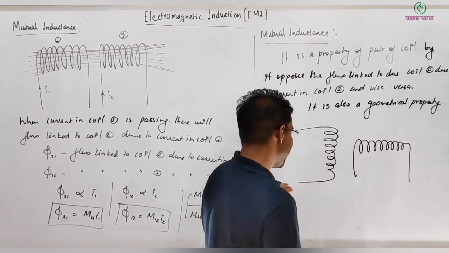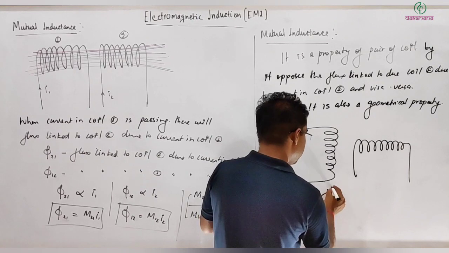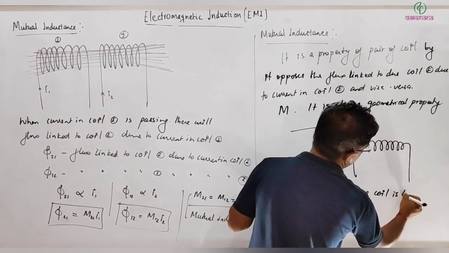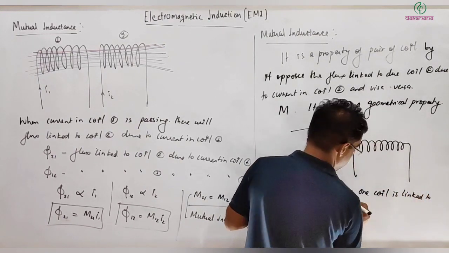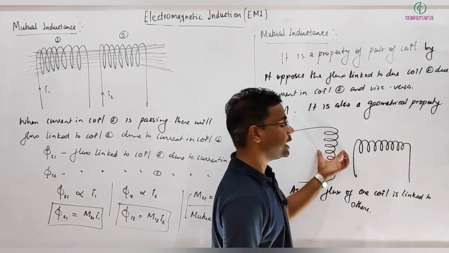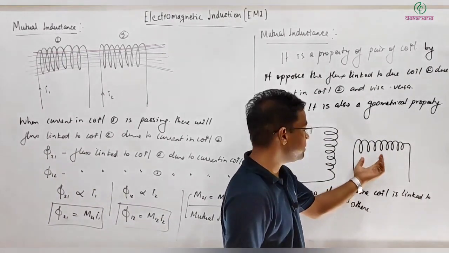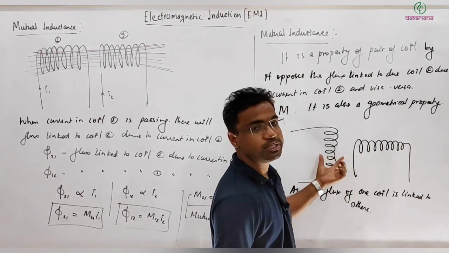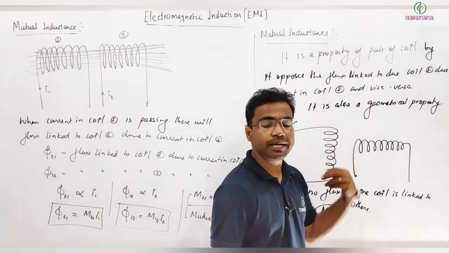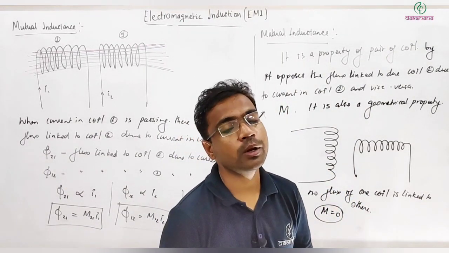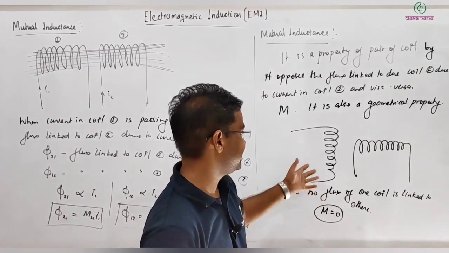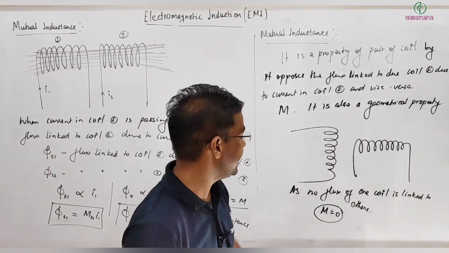So in this situation, as no flux of one coil is linked to the other, there will be no mutual inductance. Means if there is any current in this coil, no flux is linked to this coil, so there will be no opposition by this, even when there is some change. So in this situation, I can write mutual inductance in this way. Mutual inductance depends on geometrical parameters and how the coils are arranged. It is not depending on current, and that's all basically. So this is your mutual inductance.